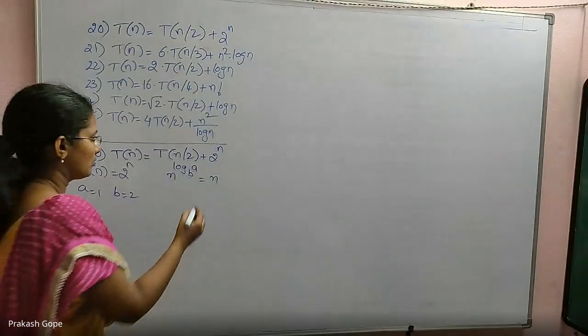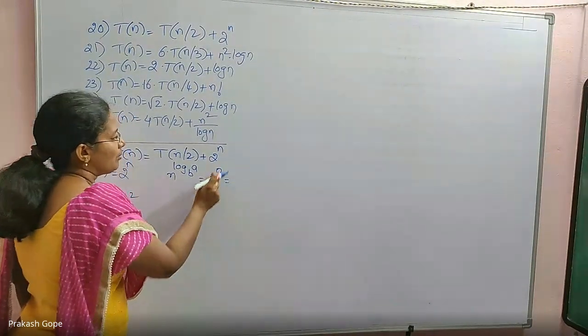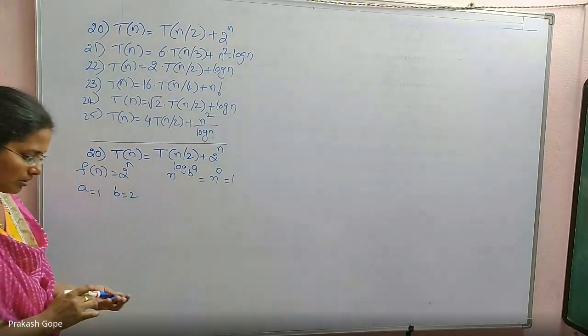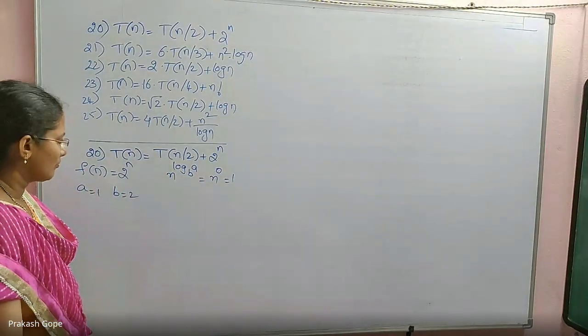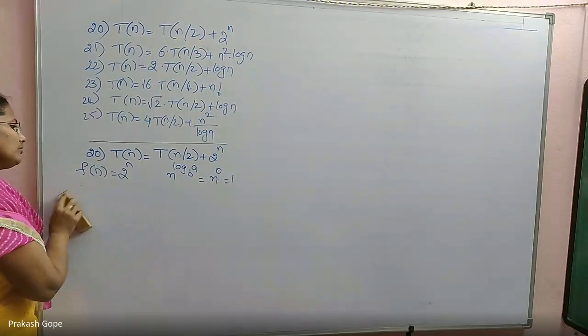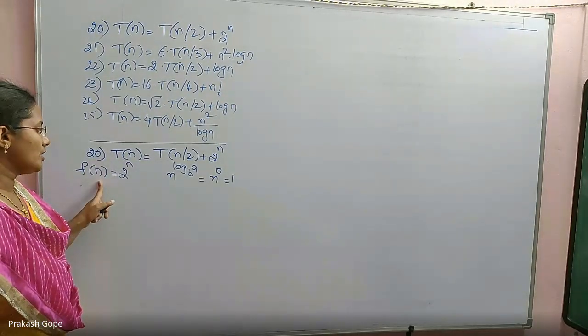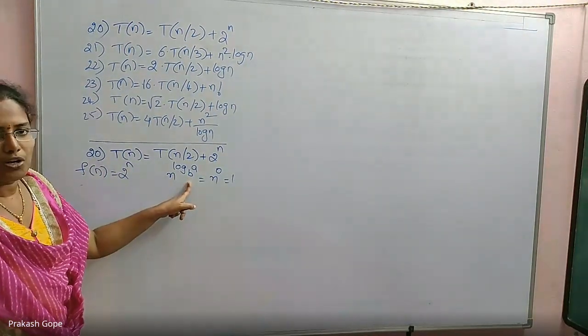Okay, n power log a to the base b. N power log 1 to the base 2. Log 1 answer is 0, we know that. N power 0 is 1. Okay? Till now it is clear? So you identified what is f of n. What is n power log a to the base b?